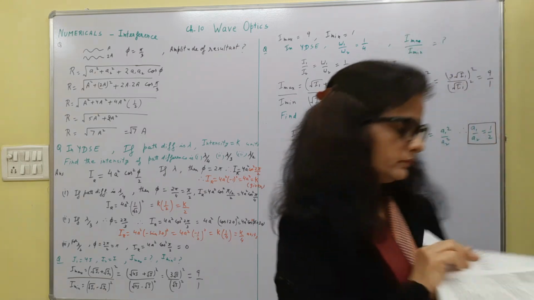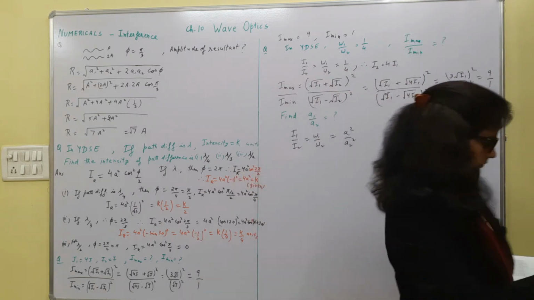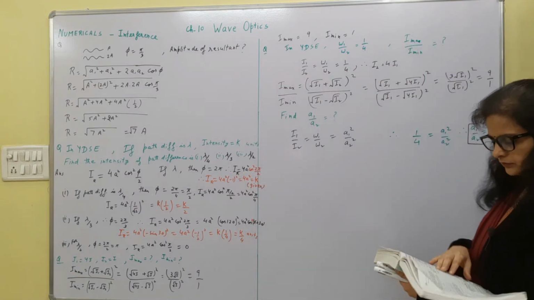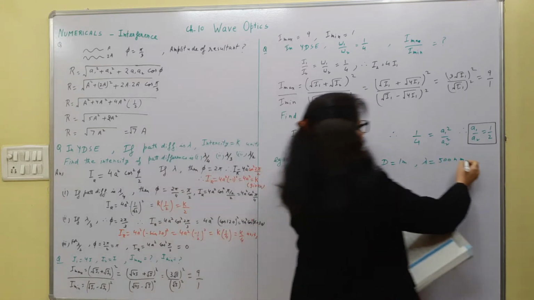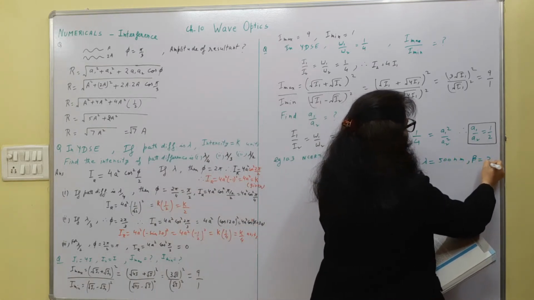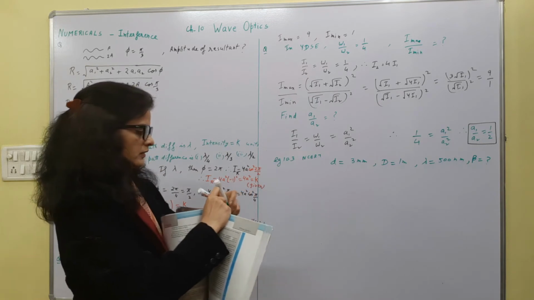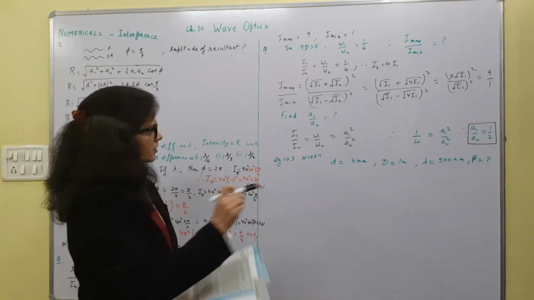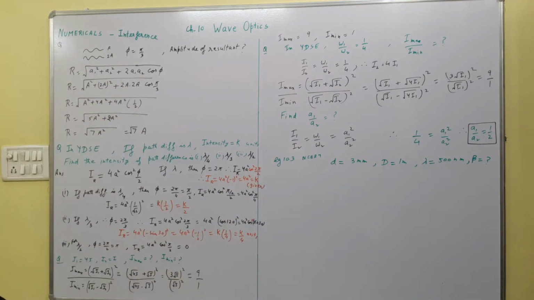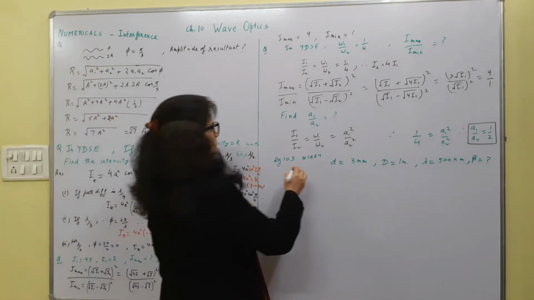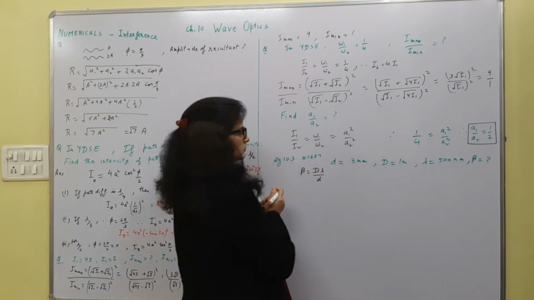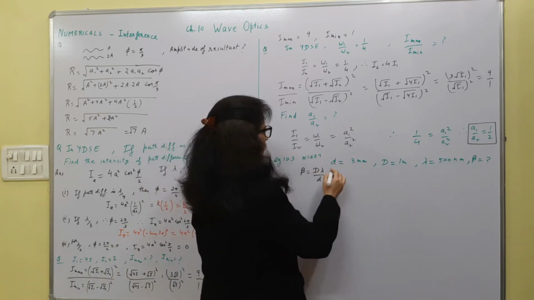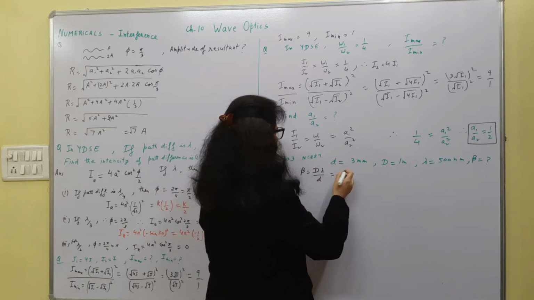Now we can take fringe separation. That means you have to find beta, right? It's a direct question. We know the formula for fringe width. Everything is given, so you can put the values. I'm not solving it.